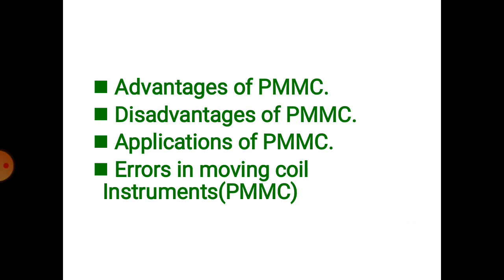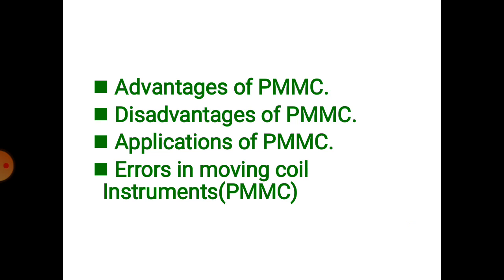And now we are going to discuss the disadvantages of PMMC. First disadvantage is it is costlier. Second, it cannot be used for AC measurements. Third one, friction and temperature might introduce errors. And fourth one is there will be a possibility of aging errors.